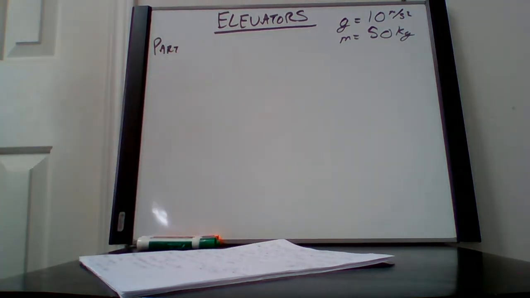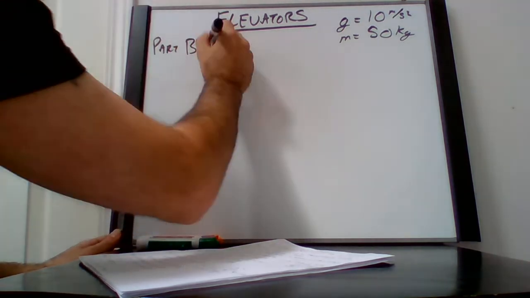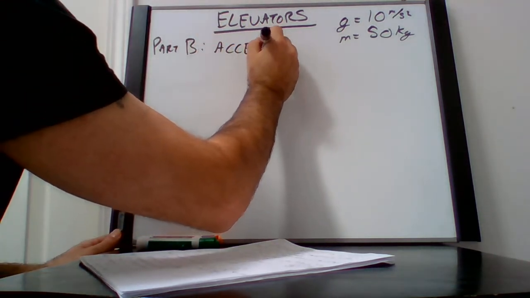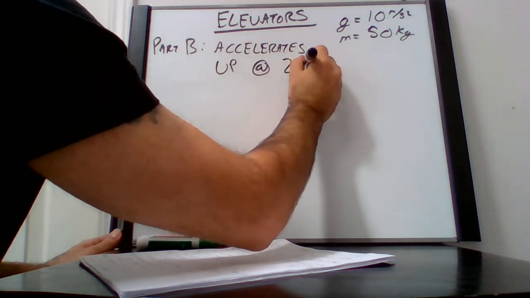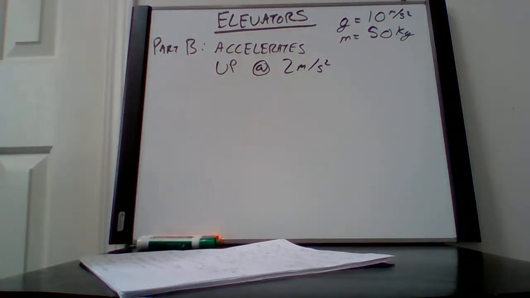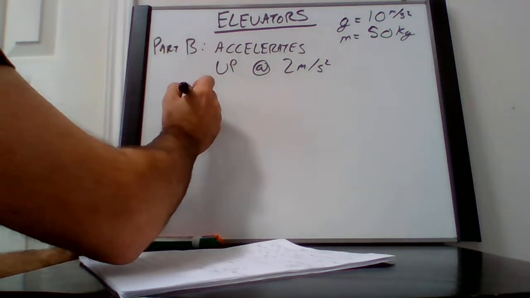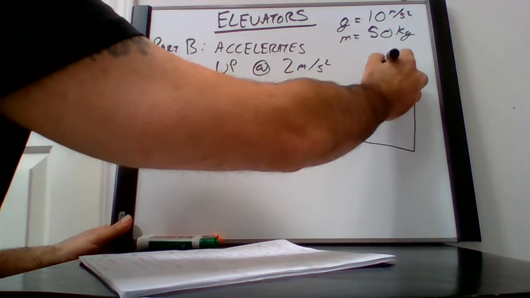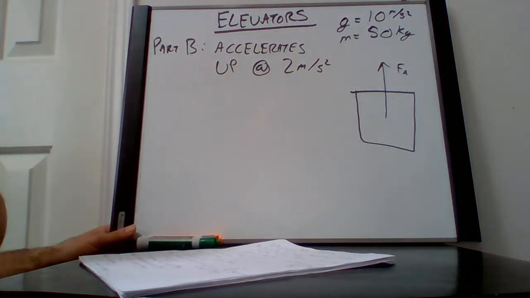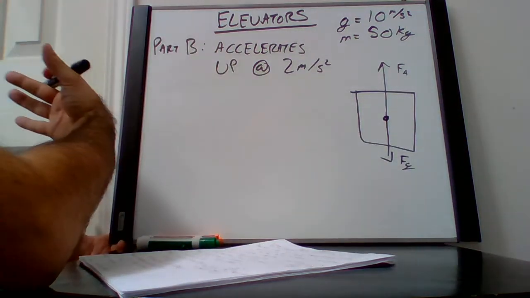Let's look at something a little bit more involved. Part B. We are accelerating up at 2 meters per second squared. Okay, so for this one, this is where we really want to try and draw a free body diagram to help us understand what's going on. So here is our elevator. We have our F applied going upwards. We have our FG going downwards.